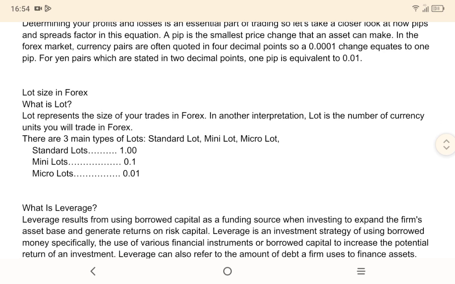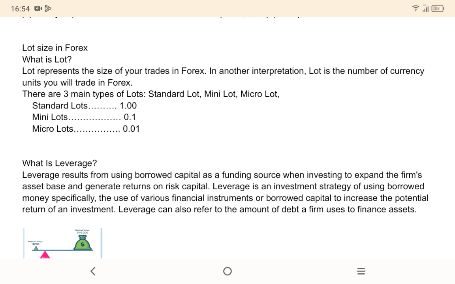Now there are three types of lot size. We have the standard lot size, we have the mini lot, and we have the micro lot. The standard lot starts from 1.00, while the mini lot starts from 0.1, and the micro lot starts from 0.01. Now your account size, like I explained before, determines how much you want to risk.